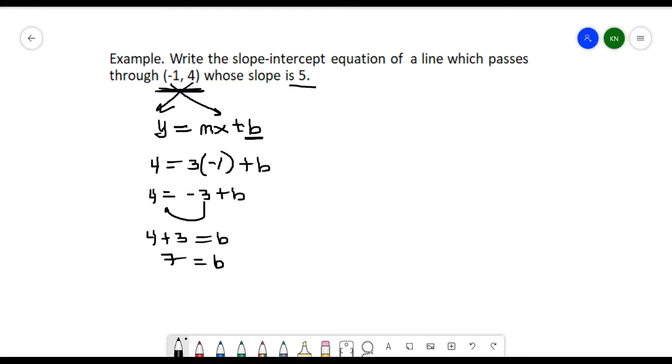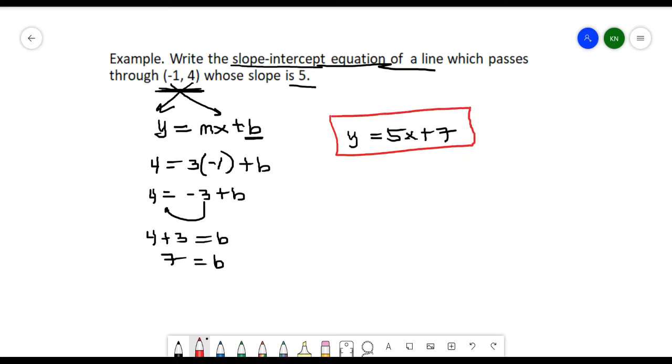So we can already find the equation of the line in slope-intercept form, since we already have the value of our b. So we have y is equal to m, which is 5, x plus b. So this is now the equation of our line in slope-intercept form.